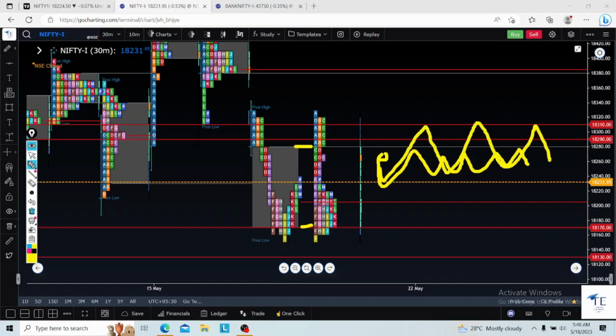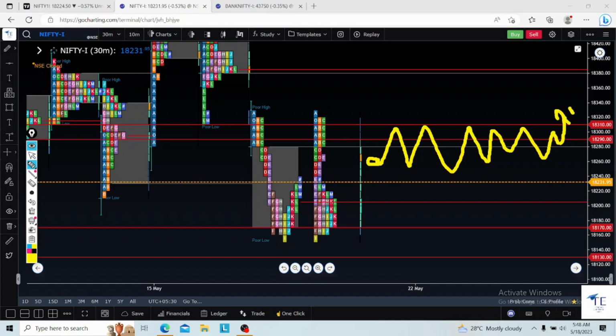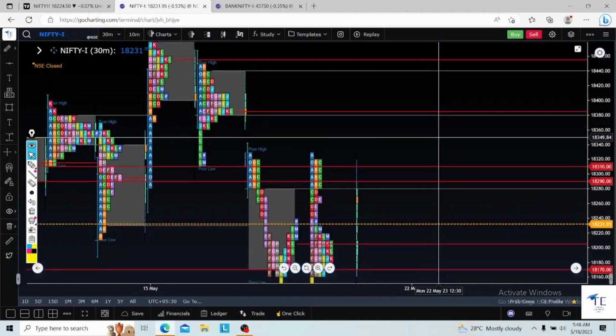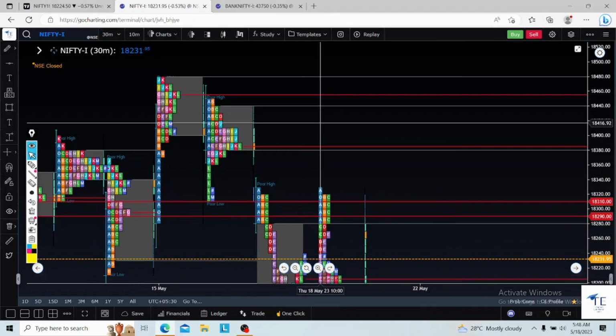Okay, so in the first half, if the market opens inside the value area, I am expecting sideways momentum in the first half. And if the market takes this particular 18,310, please note this price level, then you can go for 18,380 as the first target, and the second target is this AB poor high.